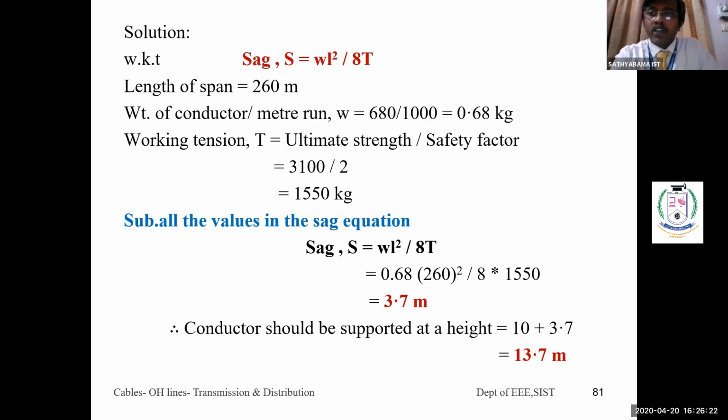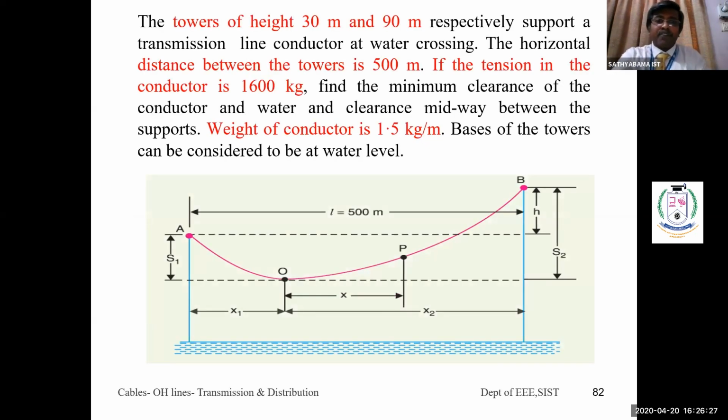Okay, let me solve the next problem. From the diagram, easily you can identify what type of question this is. Unequal levels, very good. In unequal levels, please see the question: the towers of height 30 meter and 90 meter. So here two heights are given, 30 meter and 90 meter. So from the first data easily you can observe it is unequal levels.